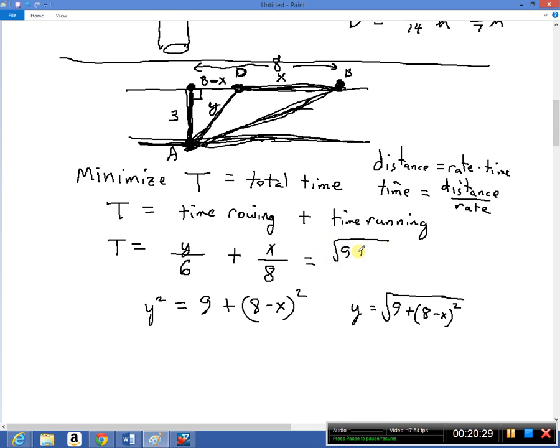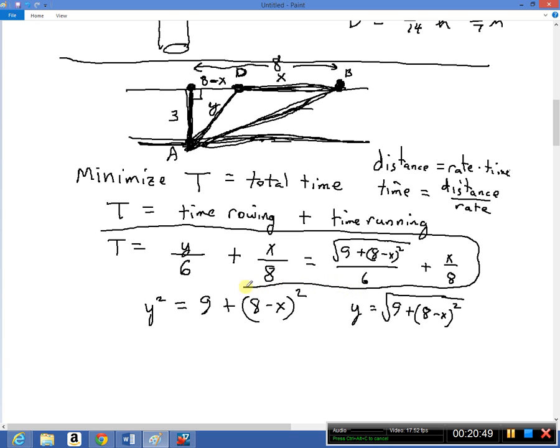and write the square root of 9 plus (8 minus x) squared, over 6, plus x over 8. Right? And that's our total time. And that is what is to be minimized.